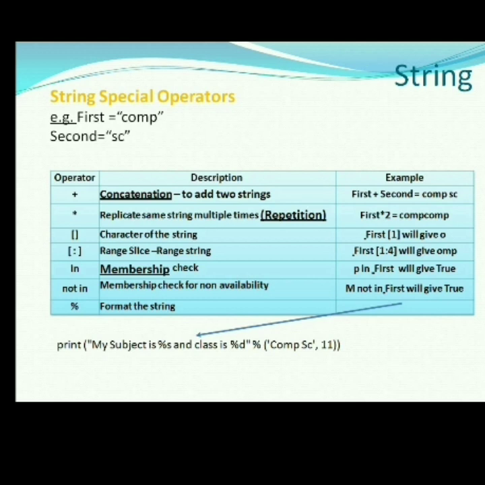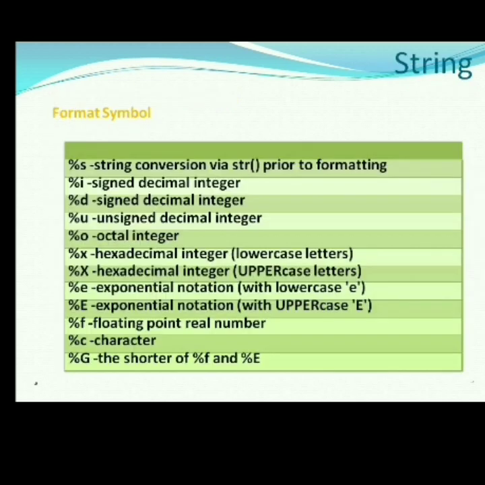String slice means a part of a string containing some contiguous characters from the string. First, within square brackets, 1:4 will give OMP. This is what we call a string slice. There are two membership operators: in and not in. We can also format a string by using format symbols.